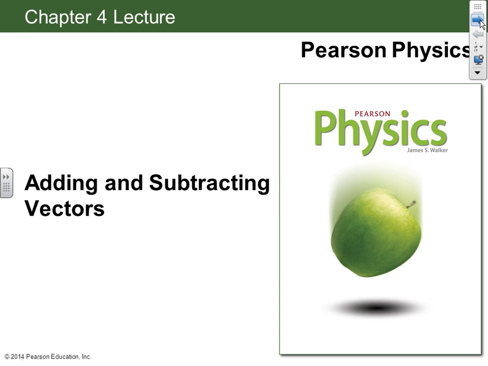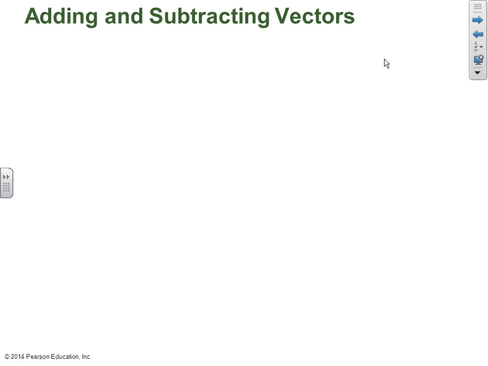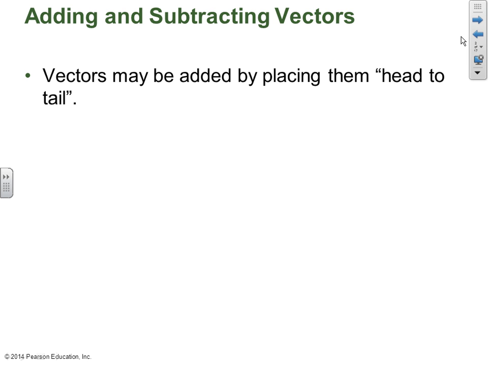So, adding and subtracting vectors starts with the arrangement of those vectors. In order for us to add or subtract a vector, they have to be arranged in a certain way. And we refer to that method as head to tail. So we need to set up our vectors in an arrangement that we refer to as head to tail, which I'll show you here in a second.